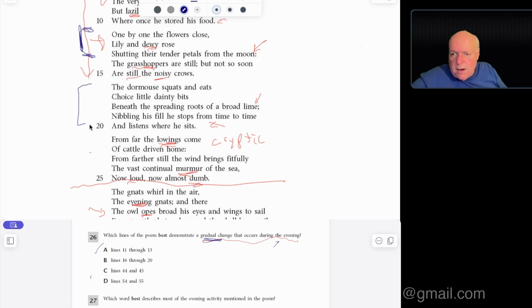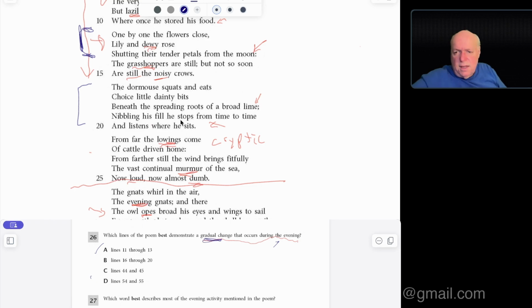So we're gonna have that whole thing there. The dormouse is just squatting. It's eating stuff from the lime tree, so it's not moving. It stays there, if you will. Now we could say it's whittling away at the lime tree roots, but that's not evidence that something is changing during the evening. Okay, the dormouse is still just sitting there eating the lime tree or whatever.